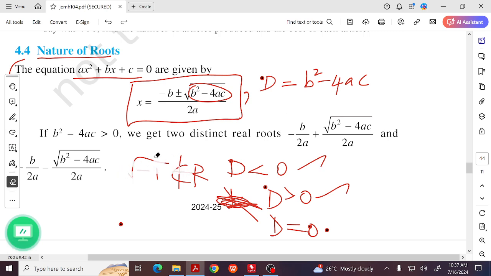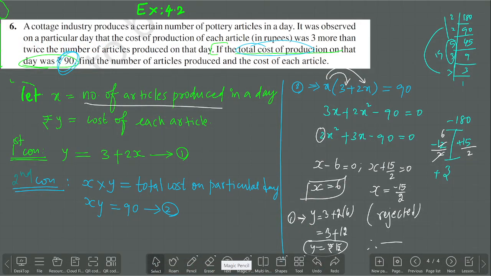We'll go to the board. I'll show it on the second page. So you want to write nature of roots.